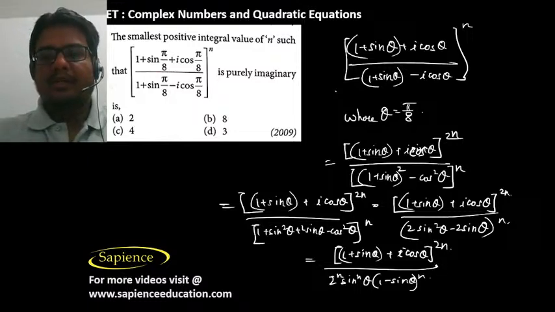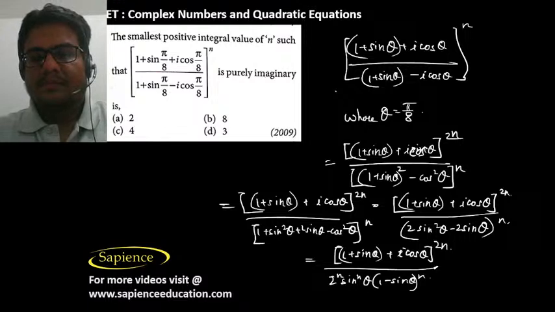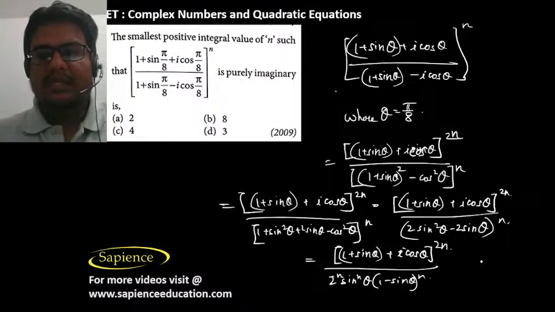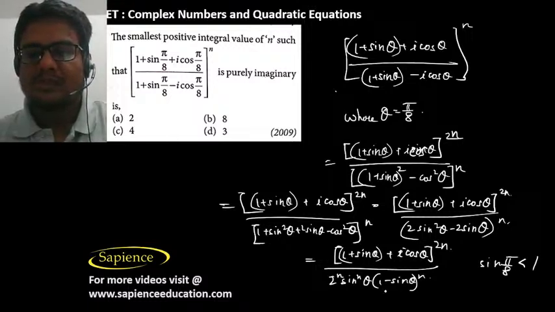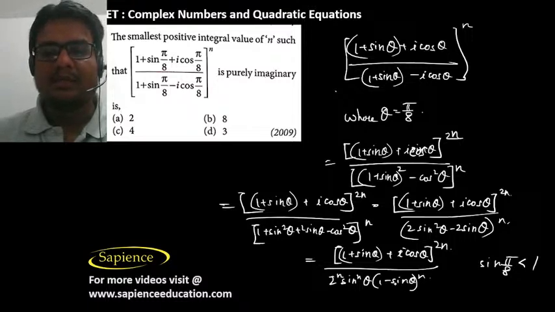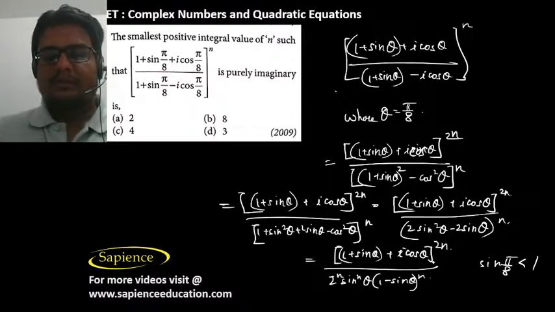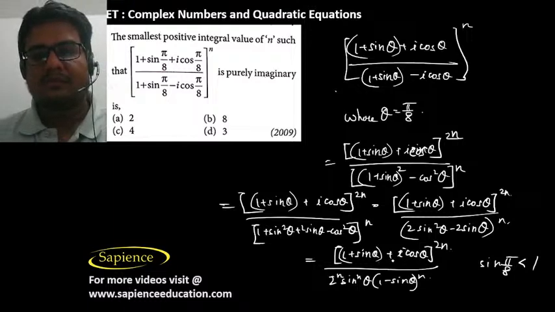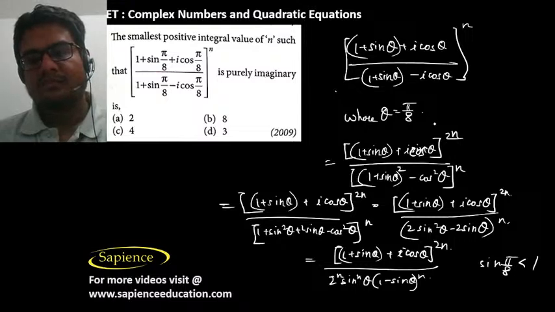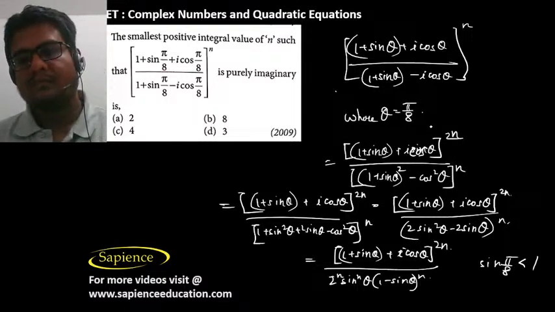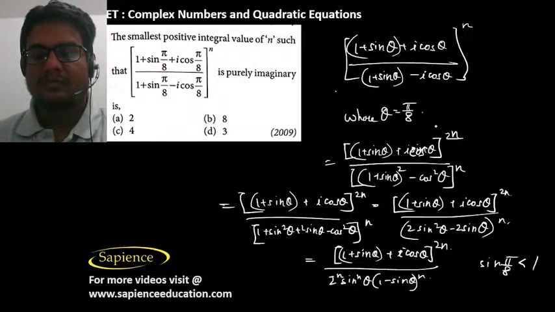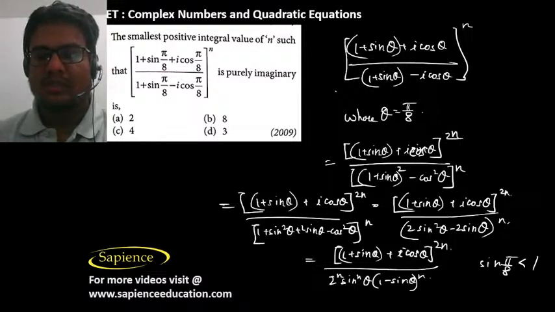So this should be purely imaginary. Now sine pi by 8 is obviously less than 1, so the denominator cannot be 0. Now cos theta I can write as 1 minus 2 sine square theta by 2.